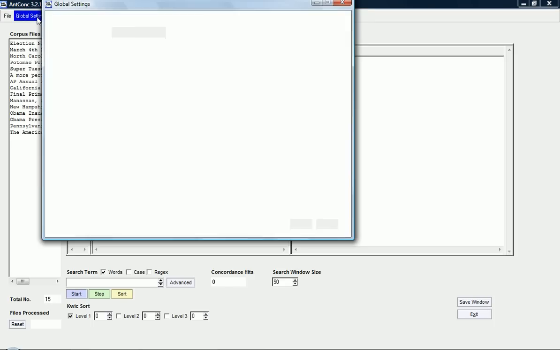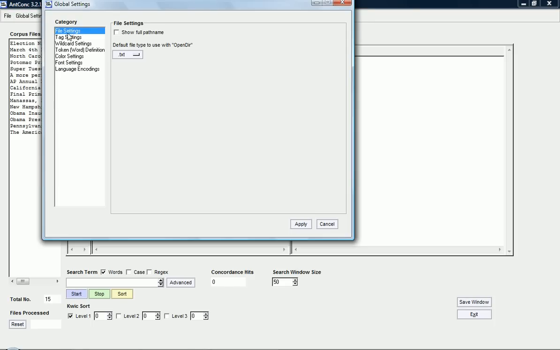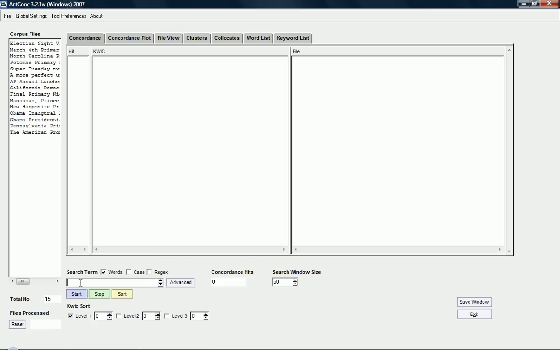So let's look at those wildcard settings. You find them under the global settings and the wildcard settings. Here you can see what each of the wildcards stands for: the star, the plus sign, the question mark, at sign, hashtag, and so on. We will just apply them and see what actually happens. So let's look at the star first.